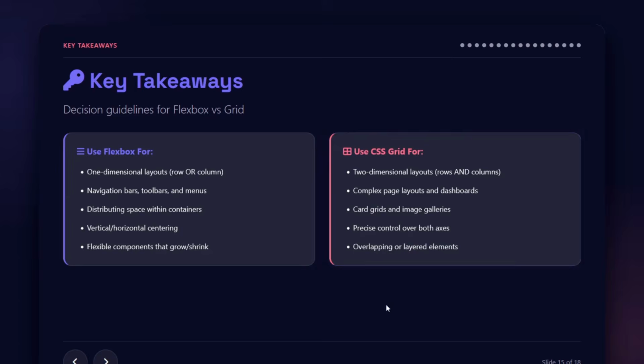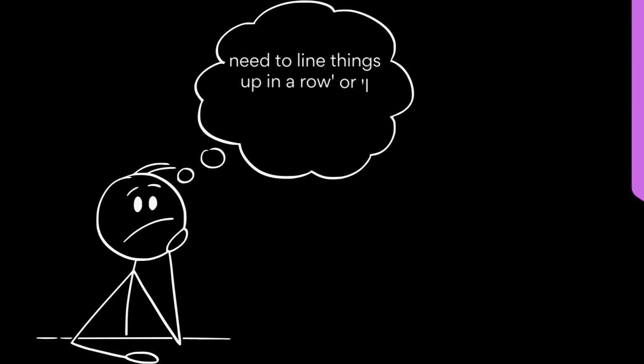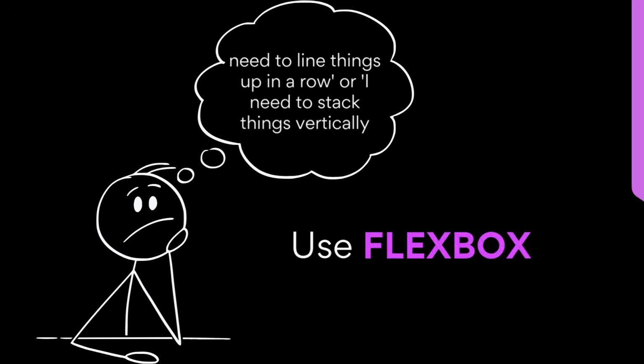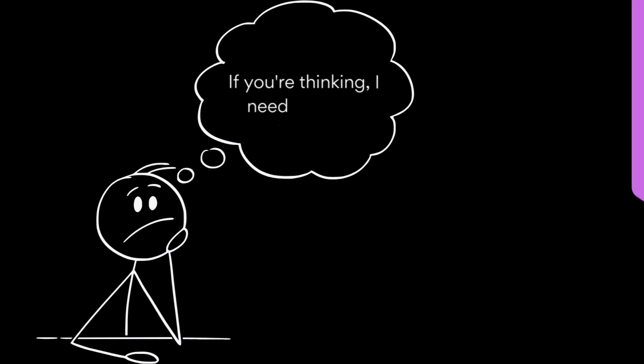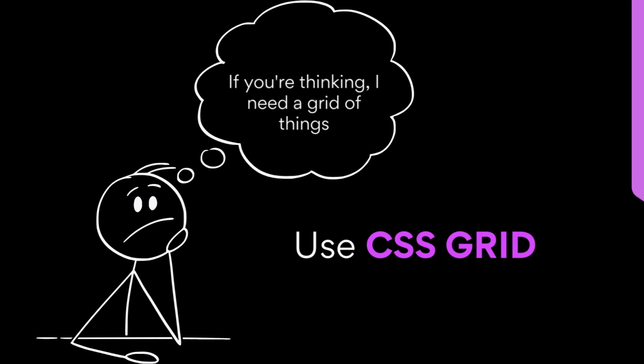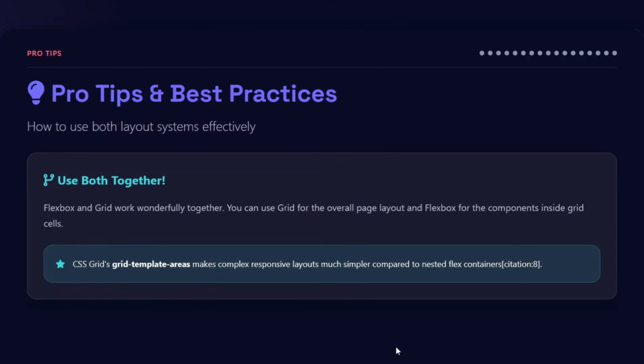Here's the mental shortcut. If you're thinking, I need to line things up in a row, or I need to stack things vertically, Flexbox. If you're thinking, I need a grid of things, CSS Grid. But here's the pro move that most developers miss. Use both together. Use CSS Grid for your overall page layout, sidebar, main content, footer. Then inside those grid areas, use Flexbox for your components, nav bars, button groups, card layouts.